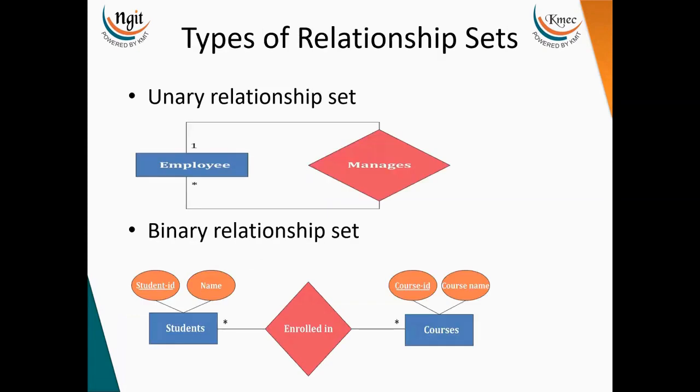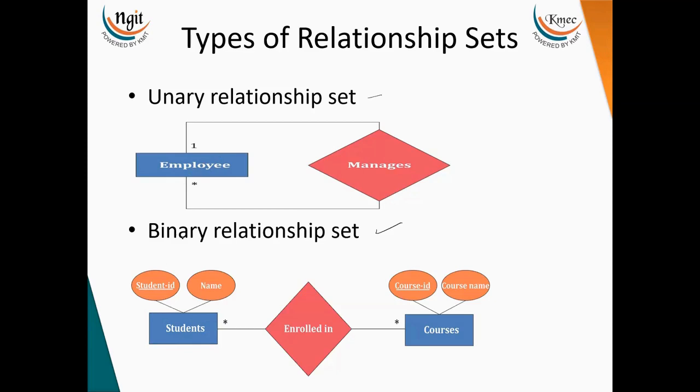And coming to the types of relationship sets. Basically, it is divided into three types. One is unary relationship set, the second one is binary relationship set, and the third one is ternary relationship set. Firstly, let us see what is a unary relationship set. It is a relationship set where only one entity set participates in a relationship set, which means there exists only one employee who manages all the data in the employee database. This is an example for unary relationship.